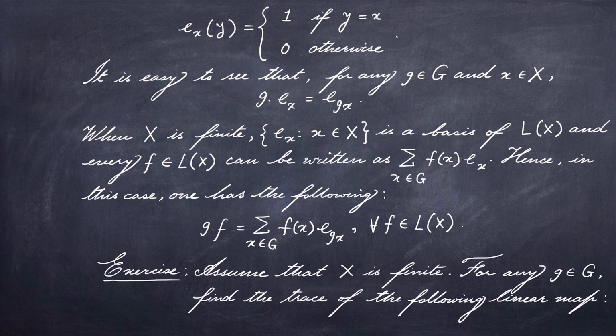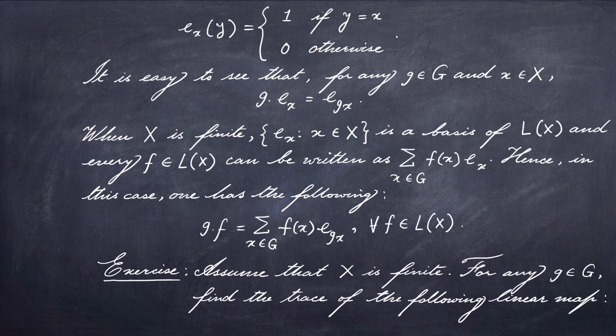Since this is going to be a basis of L(X), every function f in L(X) should be a linear combination of these e_x's, and in fact it's easy to see that each f is exactly this linear combination of e_x's. The scalars here will be exactly the values of f at the point x. From this it follows immediately that g of f is nothing but, since f is the sum, and since applying g is a linear map, which we have just seen, g of f will be the summation of f(x) times g applied on e_x, and that gives us this.